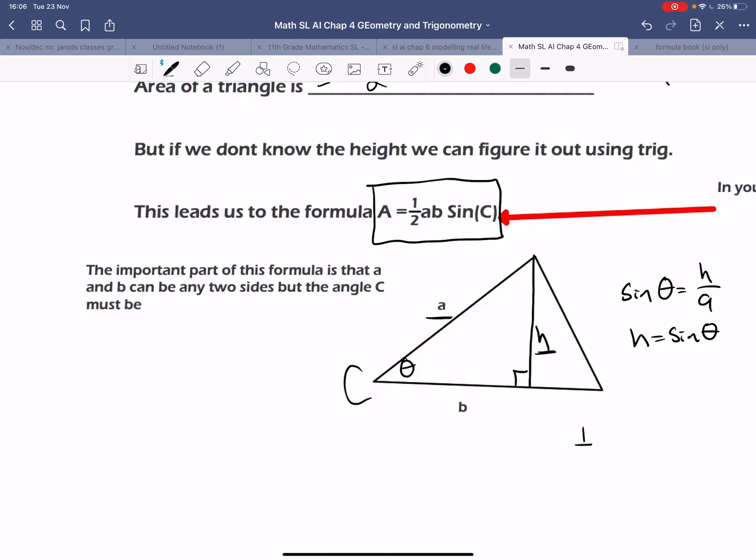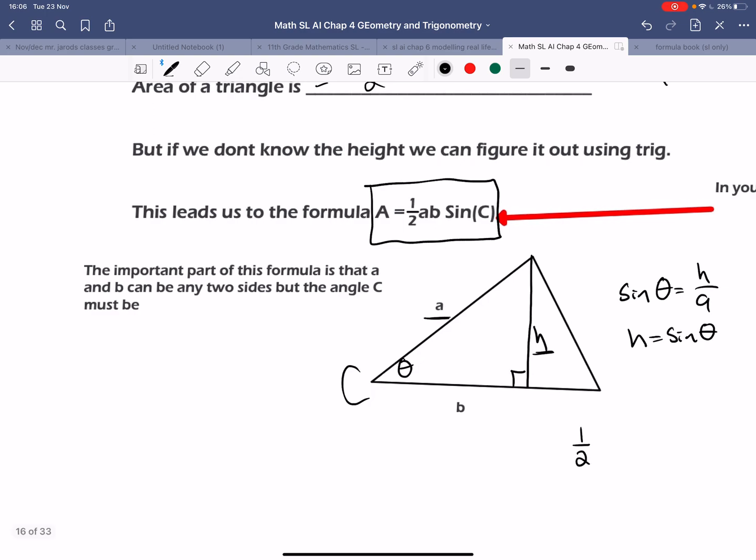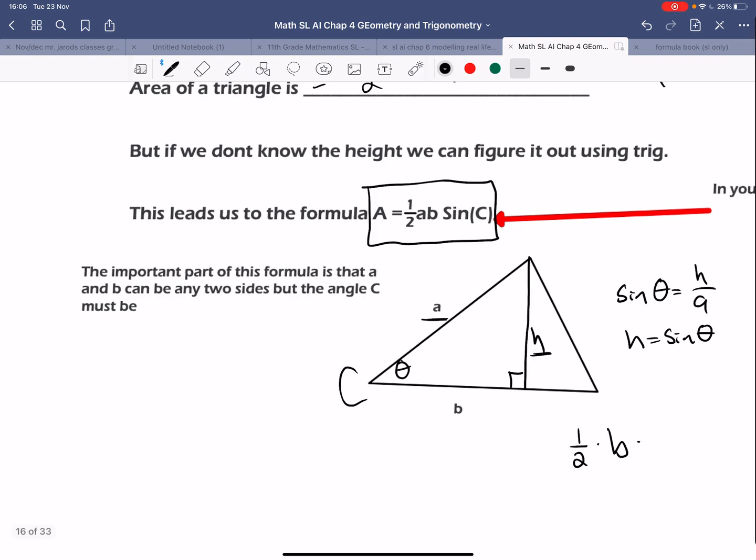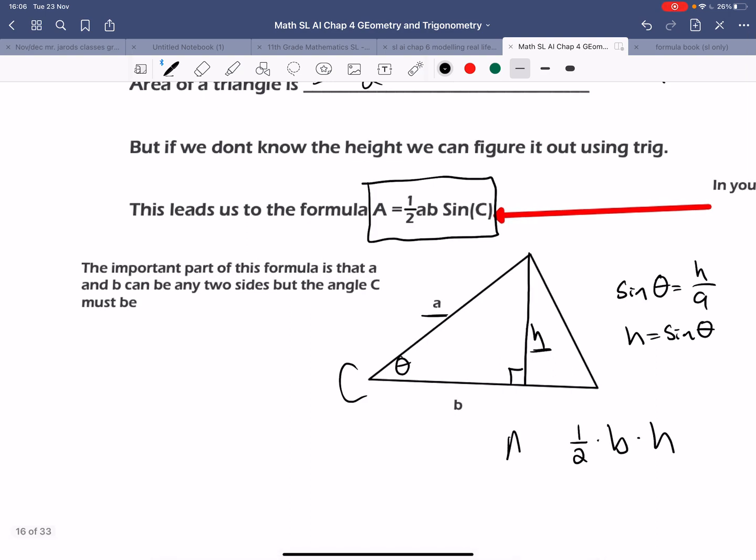Then if we go to our problem, 1/2 base times the height, that's our area. But here our height is A times sine theta. So instead of this height, we write A times sine theta. We get area equals 1/2 times B times A times the sine theta, which we can just rewrite as 1/2 A times B times sine theta. And our theta here happens to be C.